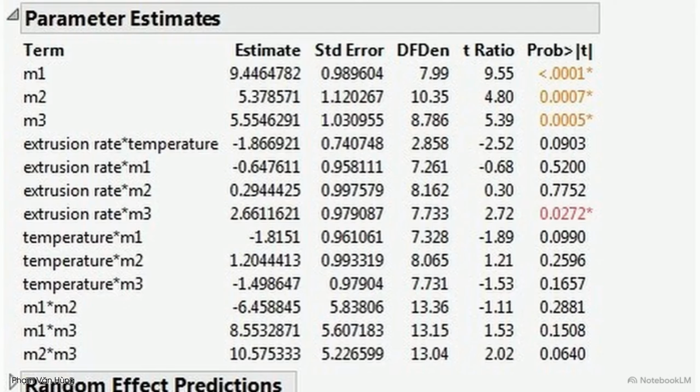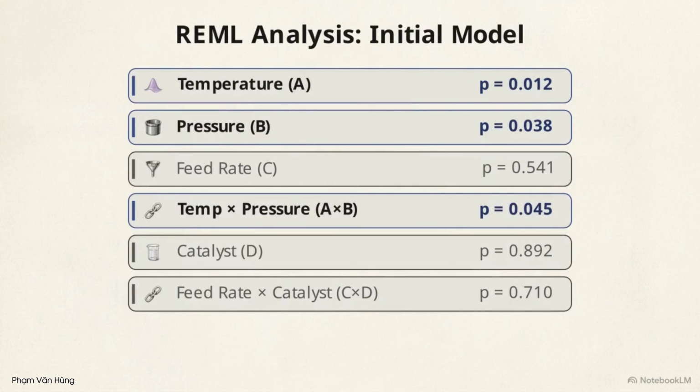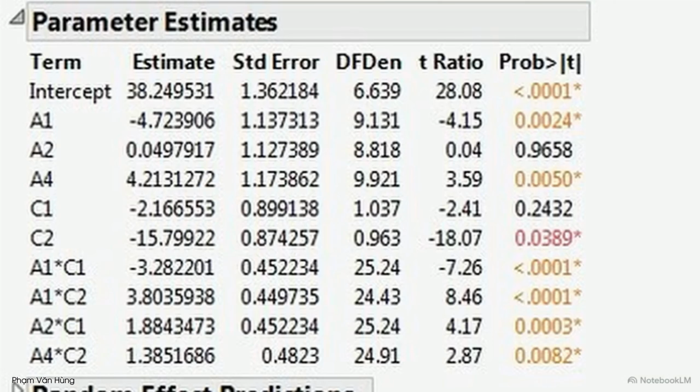This parameter estimates table provides the initial statistical output. The red values in the probability column indicate which of your whole plot factors are having a significant effect on the response. To refine this, you create a reduced model. You systematically remove any factors that lack statistical significance and are not involved in two-way interactions. Reducing the model clarifies the data. Look at factor C2 in this updated report. By removing the noise of insignificant variables, we see that this hard-to-change factor is now clearly flagged as statistically significant.